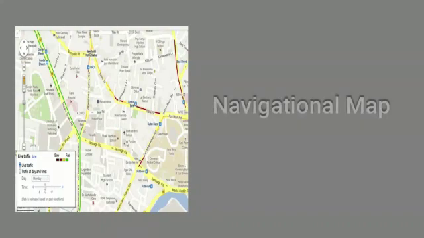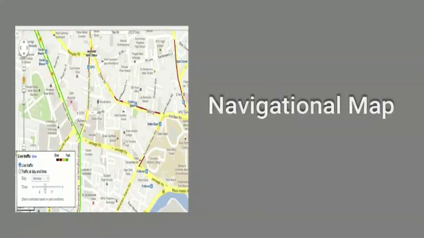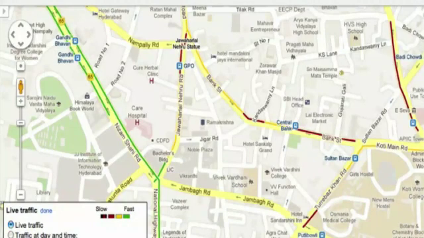The navigational maps are maps which give us information on where we are and the direction to take. That means it shows the location and the direction. For example, road maps and hiking maps are navigational maps.